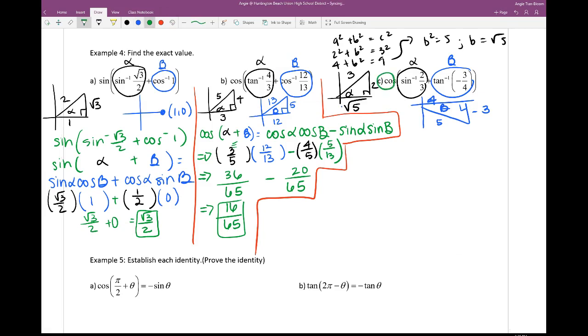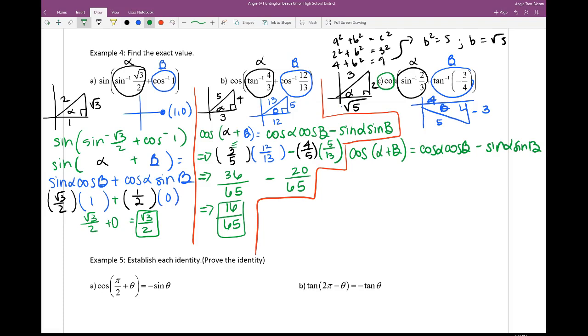Here we go. Cosine of alpha plus beta equals, can you write down the identity for me? You want to write down the identity each time, so that way by the time we take a test, it's already in your head. You do need to have it memorized, all of these, okay? So it's going to be cosine of alpha, cosine of beta minus sine of alpha times sine of beta.